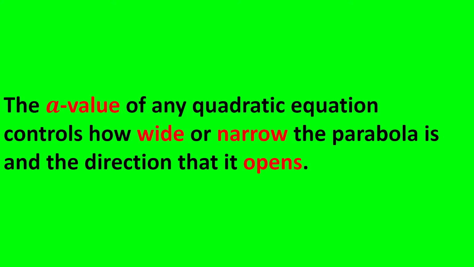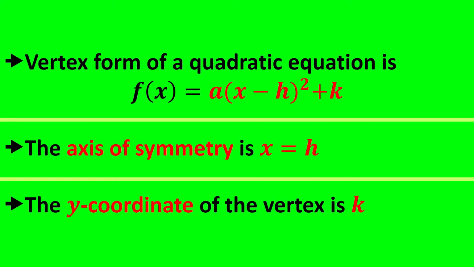Now, when it comes to whether or not the parabola opens up or down, the only thing that you care about is the sign. If you have an a value that's positive, it will open up, and an a value that is negative, it will open down. Vertex form of a quadratic equation is f of x equals a times the quantity x minus h squared plus k. The axis of symmetry in vertex form is x equals h. And the y coordinate of the vertex in vertex form is the k value.